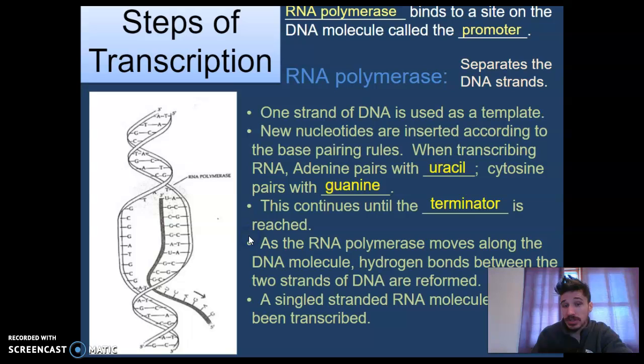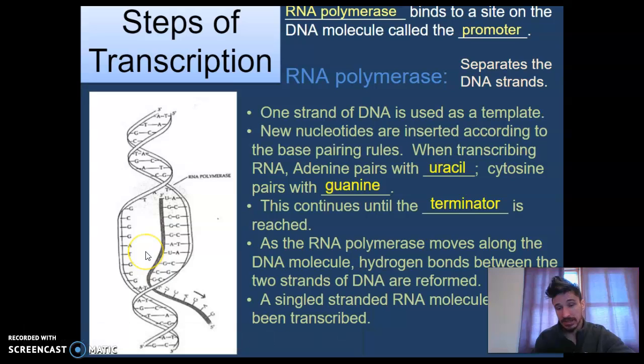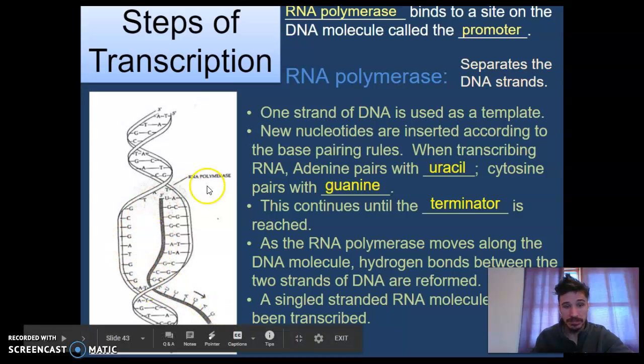And this is going to continue until that terminator, that endpoint, is reached of the gene. And as RNA polymerase moves along the molecule, hydrogen bonds between the DNA strands are reformed. So this bubble, as RNA polymerase moves in this direction, this bubble is going to close behind it, and the hydrogen bonds between nucleotides will reform. And ultimately, you get this one single strand of RNA that is made.